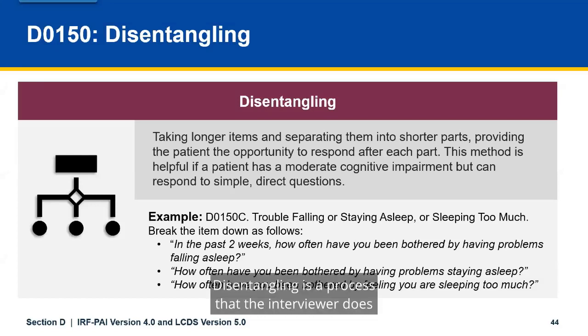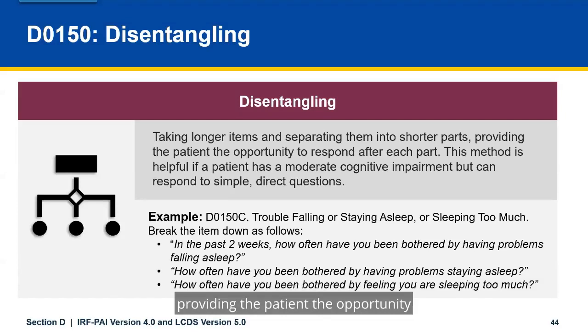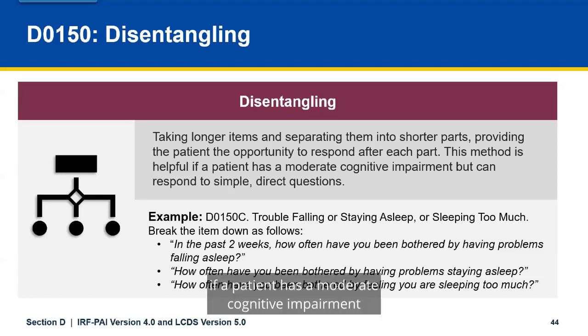Disentangling. Disentangling is a process that the interviewer does to take longer items and separate them into shorter parts, providing the patient the opportunity to respond after each part. Now, this method is helpful if a patient has a moderate cognitive impairment that can respond to simple and direct questions. So here's an example.